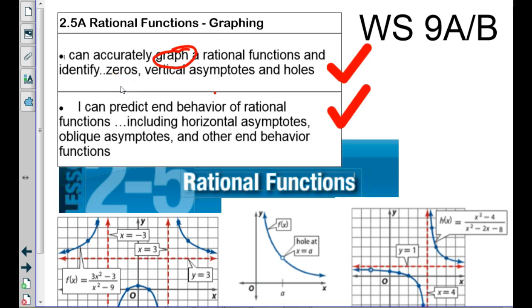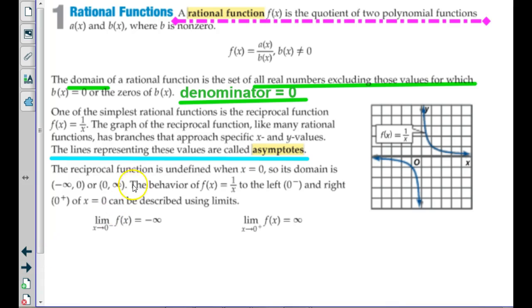So you're going to have to be able to eventually sketch. Friday's quiz does not have sketching. It just asks you to identify zeros, vertical and horizontal asymptotes, and holes. Eventually, you're going to have to do oblique, another end behavior asymptotes. I think there's actually one on Friday's quiz.